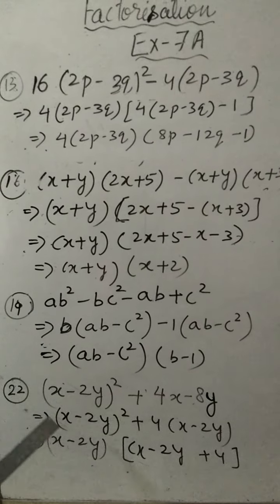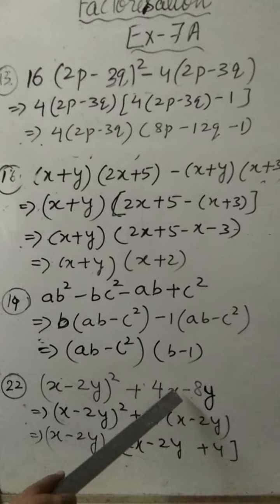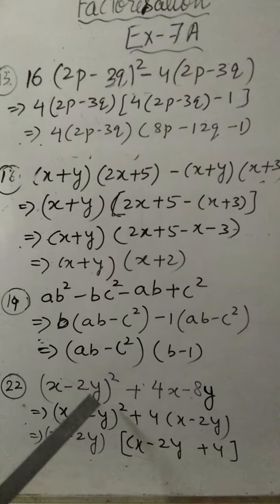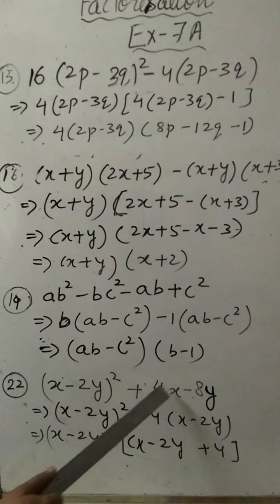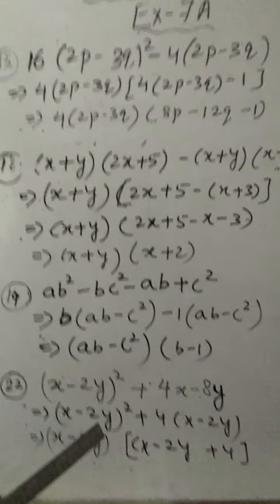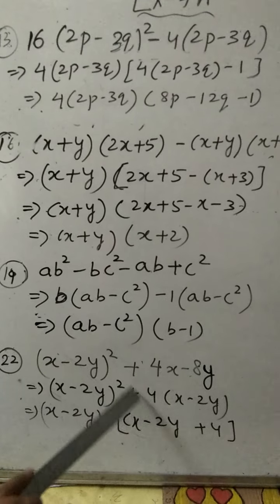Now next question, x minus 2y whole square plus 4x minus 8y. We can see that when you take common something here, again you will get x minus 2y. So you don't do anything with this expression. Go to the next expression.